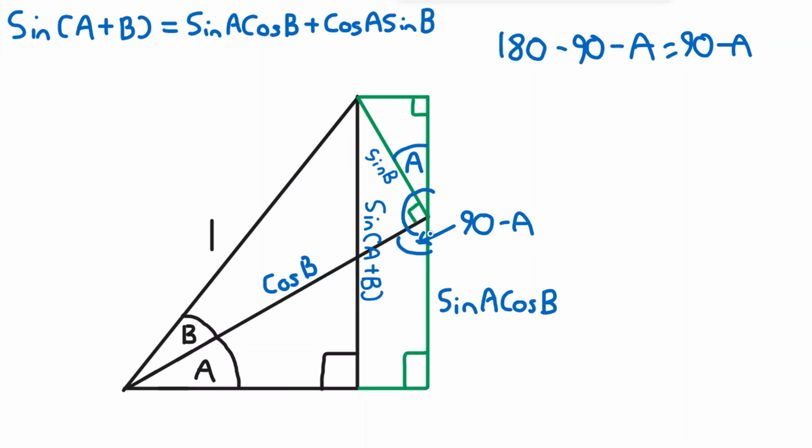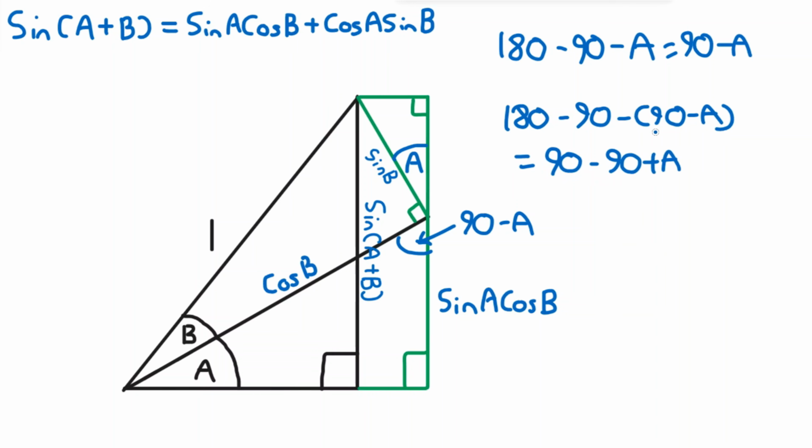And remember that angles on a straight line add up to 180 degrees. So therefore this angle here is going to be 180 degrees minus these two angles here. So this here is 90 and this here is 90 minus A, like this. Expand the bracket so it becomes 180 minus 90, which is equal to 90 minus 90 plus A by expanding this bracket, and this is just equal to A. So this angle is A.